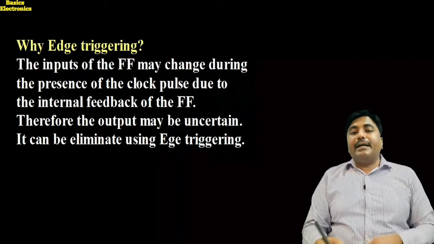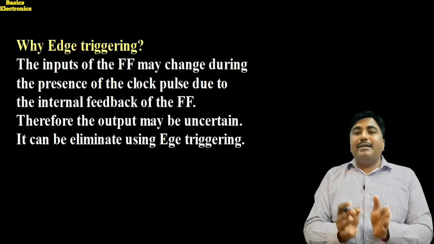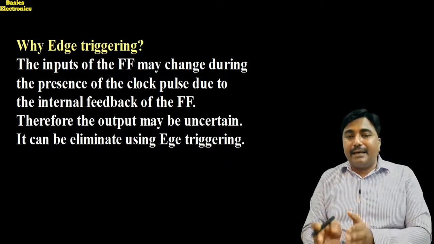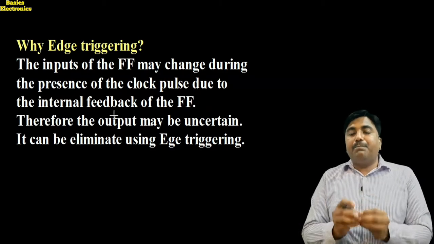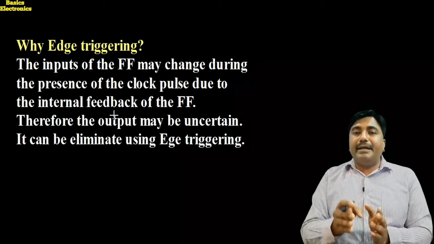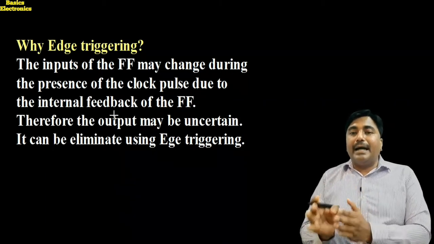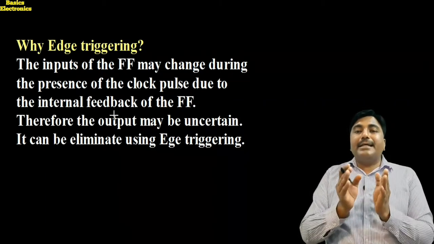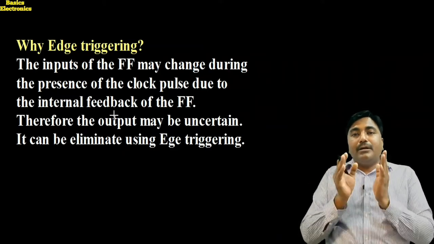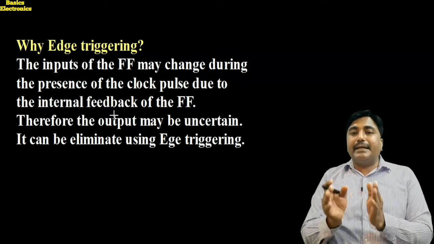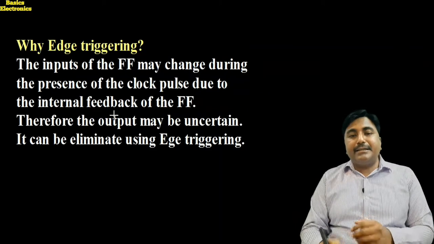Okay, so there is a question in examination: what is the edge triggering? Why is the edge triggering necessary in a flip-flop? So we know what the edge triggering is. When the flip-flop is triggered at the falling edge or the leading edge or the trailing edge, or we can say when there is a positive edge of the clock or a negative edge of the clock, that flip-flop is called an edge triggered flip-flop, and this is called edge triggering.